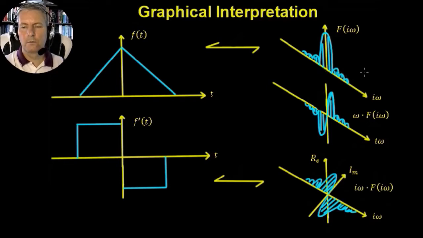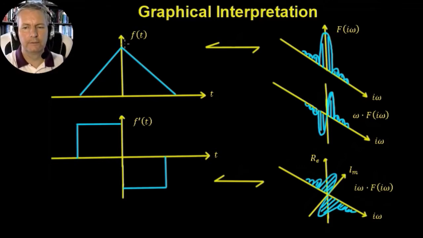Now whenever we differentiate this function here, we get the little square function. So you can see that there, the rate of change is a constant positive value, so here's a constant positive value, and the rate of change is a constant negative value, so that's a constant negative value here. So this is the function of time, and this is the derivative of that function.